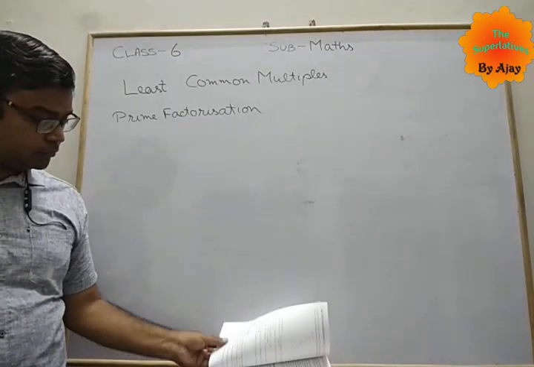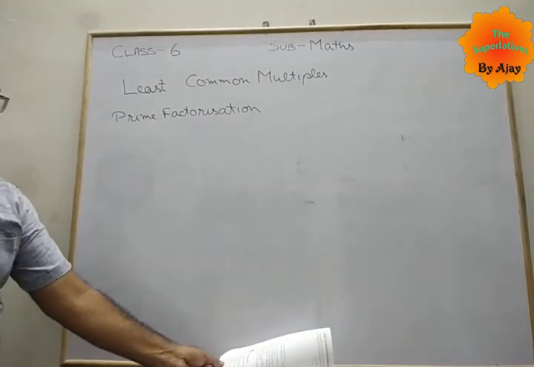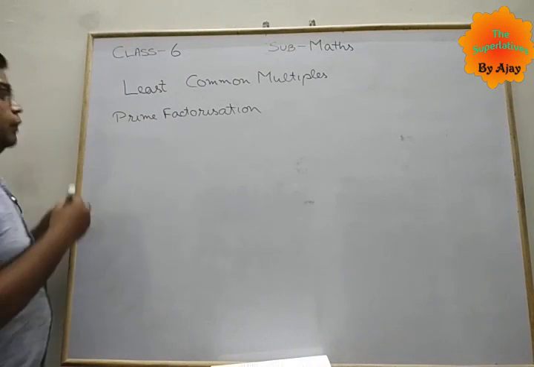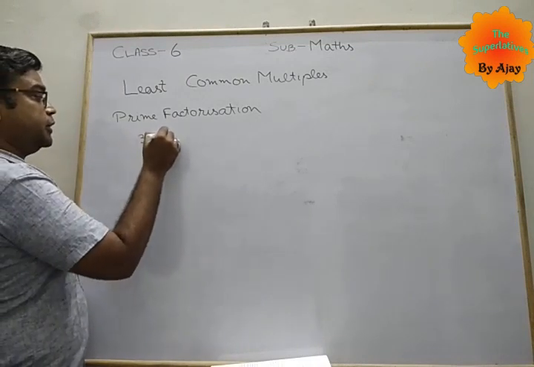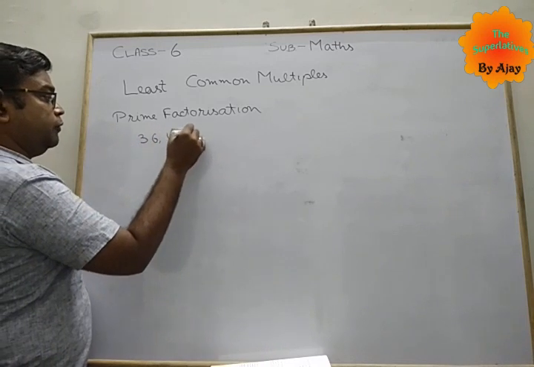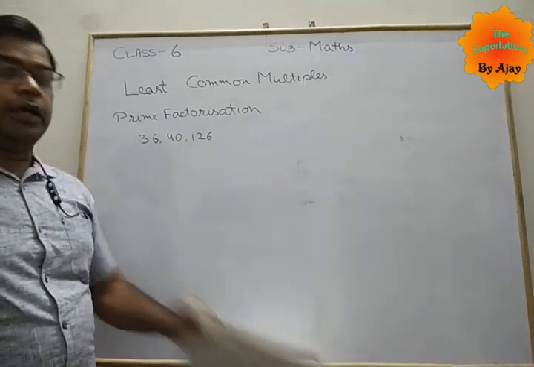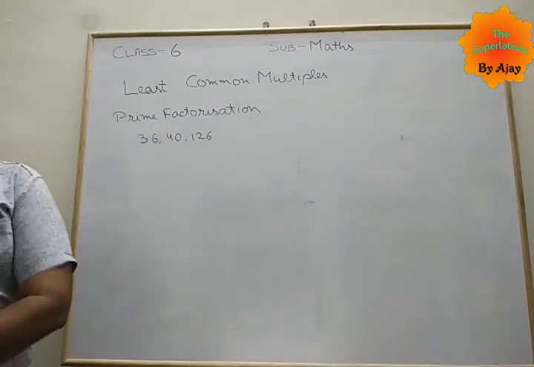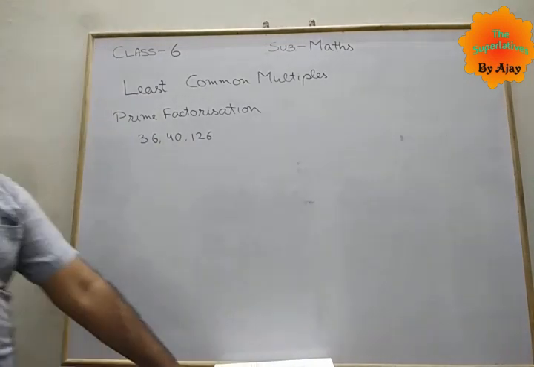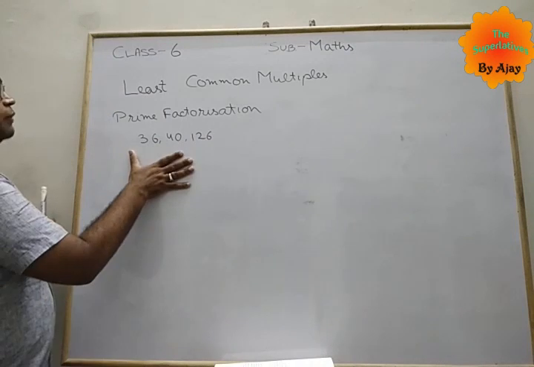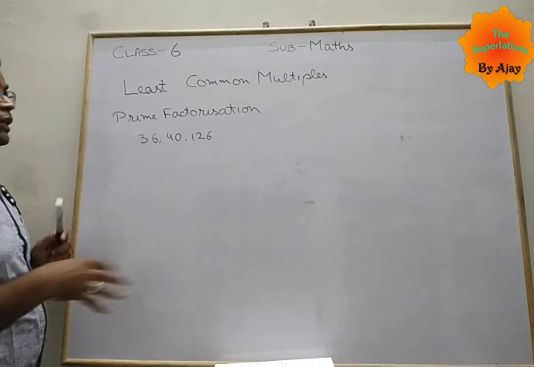Find the LCM of 36, 40 and 126. This is one of the questions given in your book as an exercise. The question says you must find the LCM by the prime factorization method. As we discussed, in the prime factorization method, we only find the prime factors. A prime factor is other than 1 and non-prime numbers.